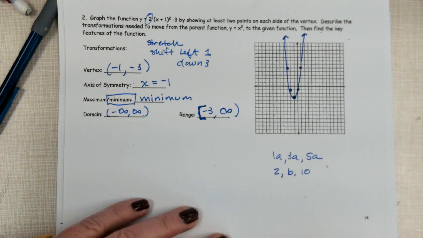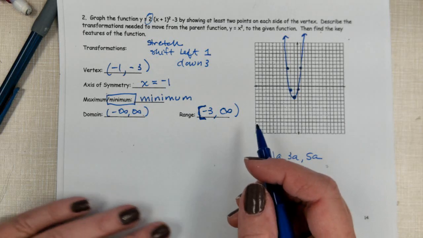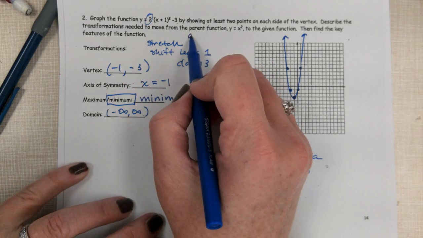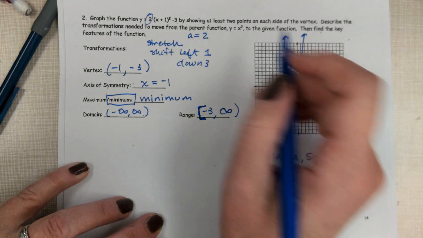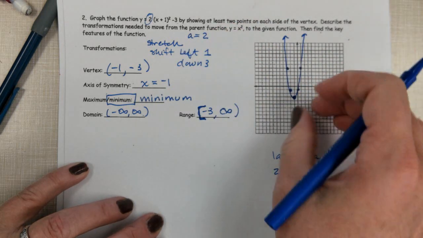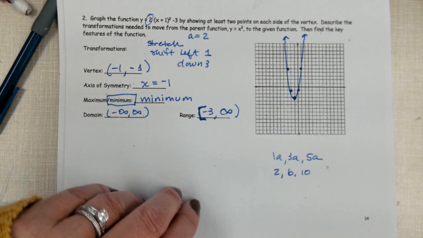So it's kind of a skinny graph. Why is it skinny? Because A is equal to 2. So it's a stretch. So you're like pulling on that rubber band, right before you shoot someone with a rubber band, right? It gets long and skinny.